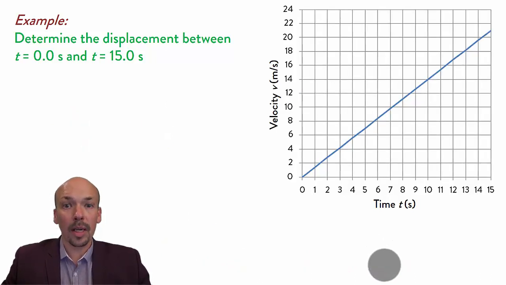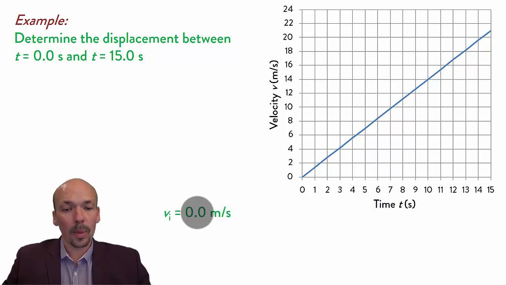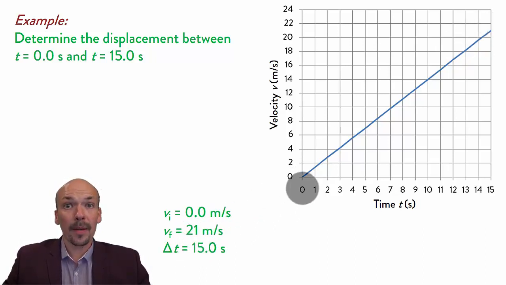Now we have a different kind of motion. As you can see, the velocity is not constant anymore. It starts at 0, ends at 21, and is increasing with a constant acceleration. Again, we have to determine the displacement between time 0 and time 15. Now it's a little bit different. We have the initial velocity, which is 0 meters per second, and the final velocity, which is 21 meters per second. We also have the time, 15 seconds.